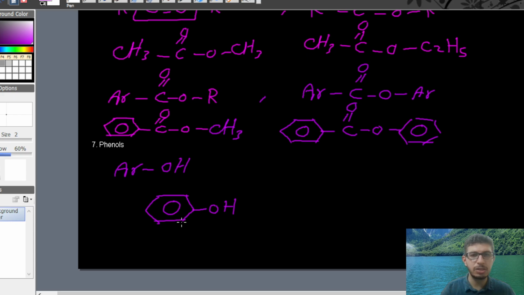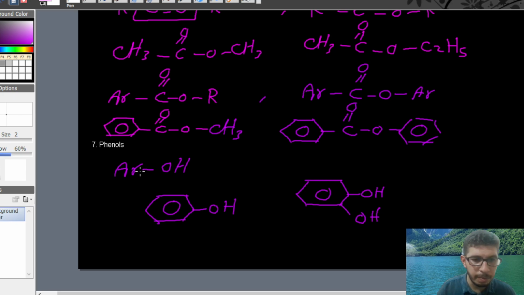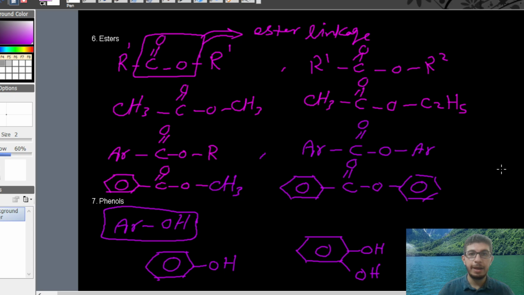This is actually carbolic acid or phenol or hydroxybenzene. It has three names. Or it could be something like this. No problem. OH group and OH group, just like catechol. Or another OH group, it would be pyrogallol. Just remember, an aryl group attached to a hydroxyl group is always a phenol compound. Never forget that. And until then, see you in the next video.